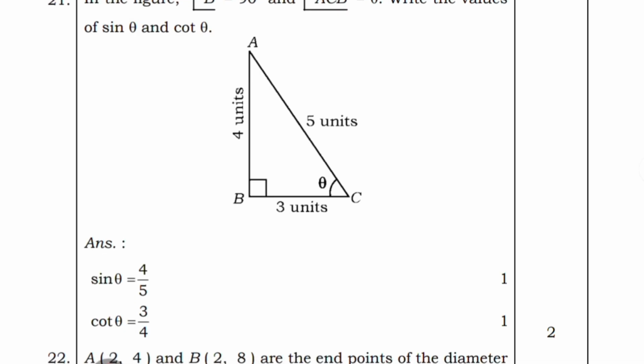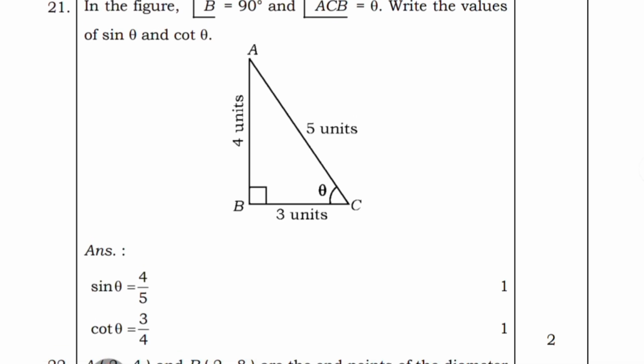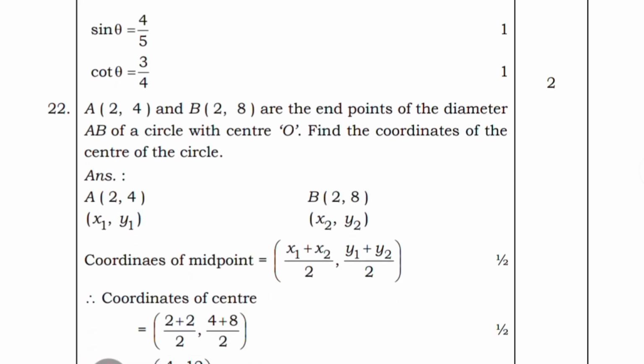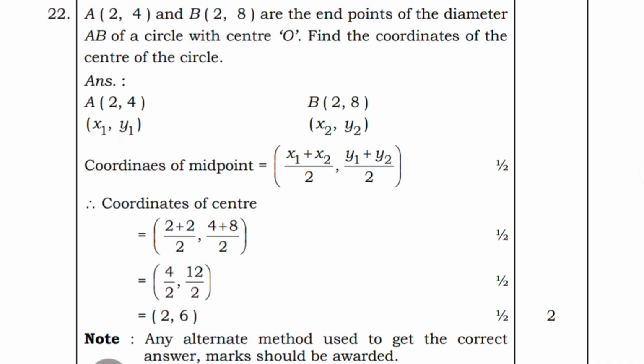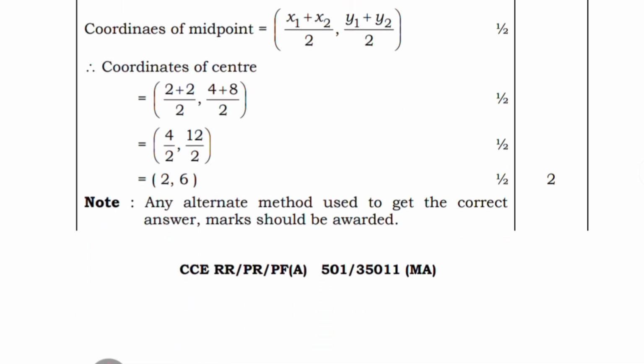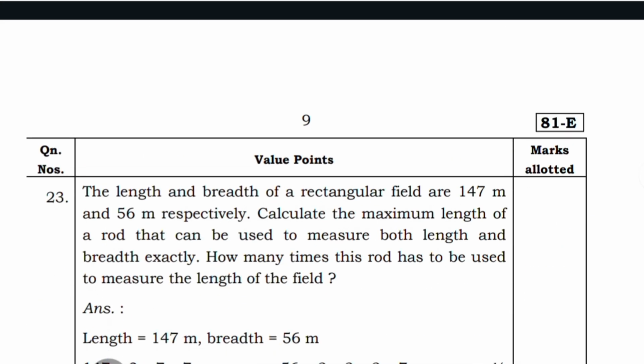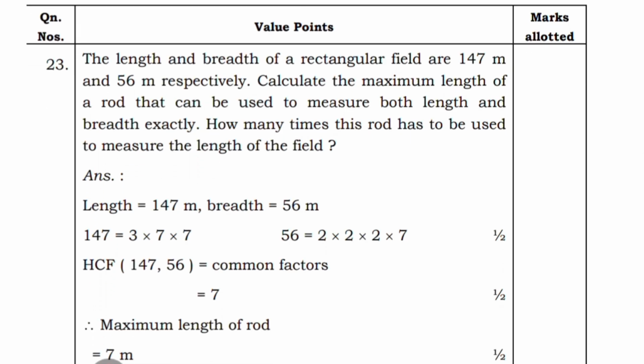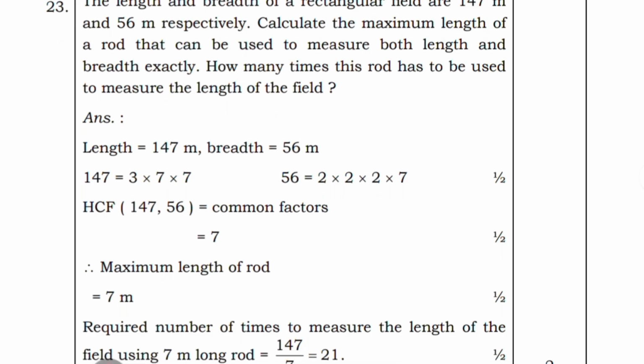This is from trigonometry lesson, and this is from coordinate geometry, the 22nd question. Just going on reading it, I will be scrolling due to the lengthy video. 23, the length and breadth of the rectangular field are 40 cm and 56 meters respectively. Calculate the maximum length of a rod that can be used to measure both length and breadth. Exactly how many times this rod has to be used to measure the length of the field. This is from the quadratic equation chapter, which is asked for 2 marks.